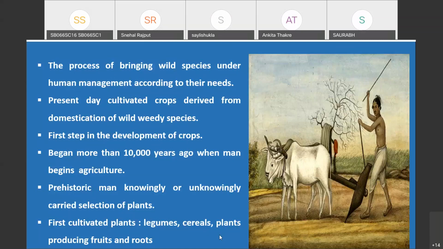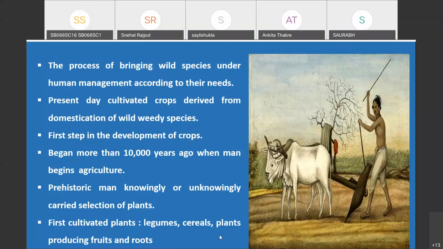Okay, that means selection is considered the oldest method of plant breeding. That question may be asked as an MCQ: which is the oldest method in plant breeding? Domestication, selection, hybridization, or mutation breeding?